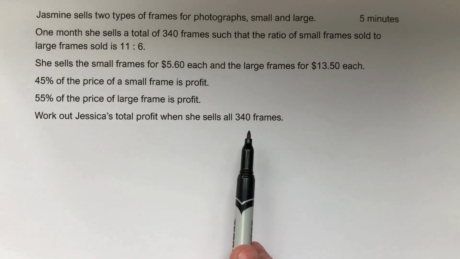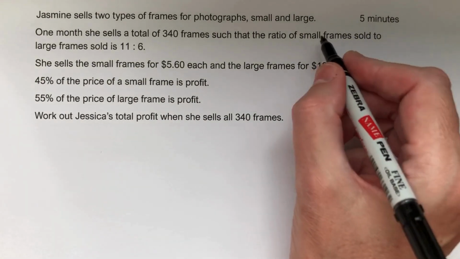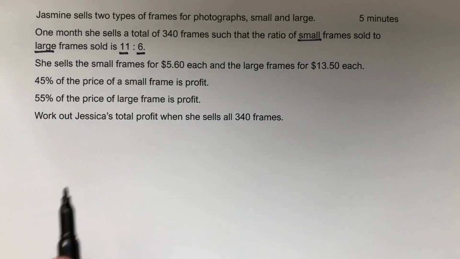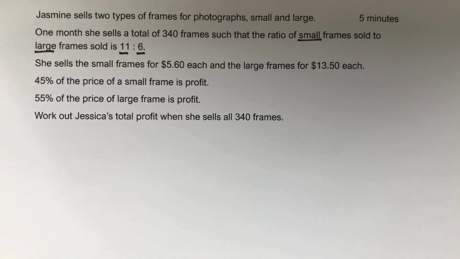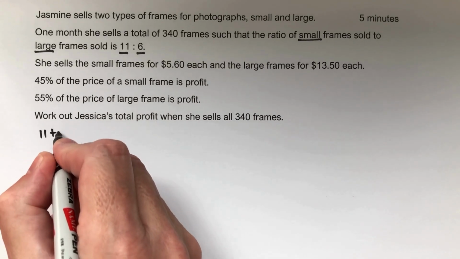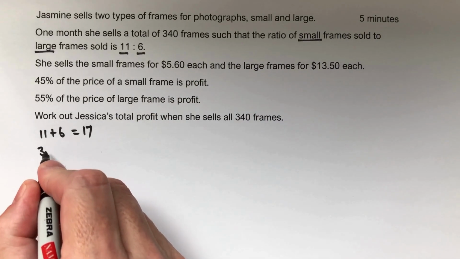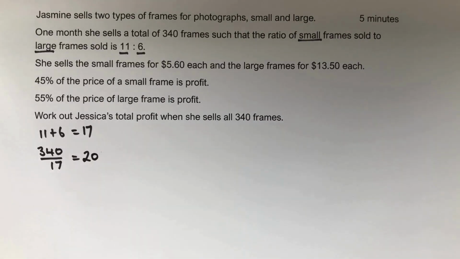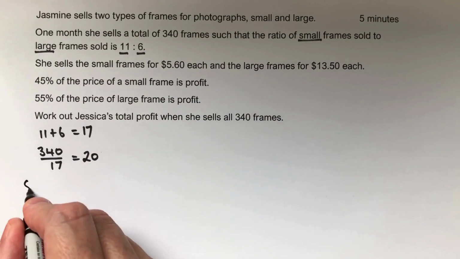So, to work out the profit when she sells all of these frames, we need to know how many are large and how many are small. We know the ratio of small to large is 11:6. So we need to split 340 in the ratio 11:6. So 11 plus 6 is 17. We need 17 parts in total. So we take the 340 frames and we divide that into 17 equal parts. Each part is 20.